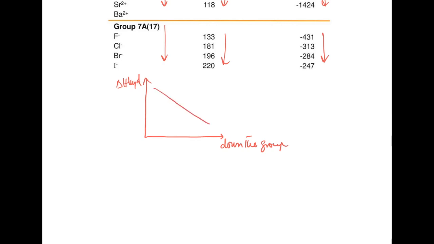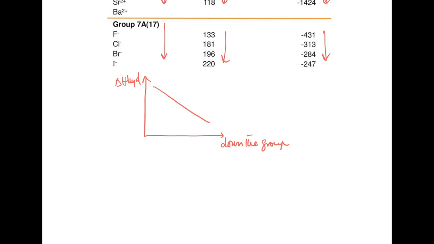And the reason for the decrease is the increase in size of the cation. So basically, the reason is that ionic radius increases.